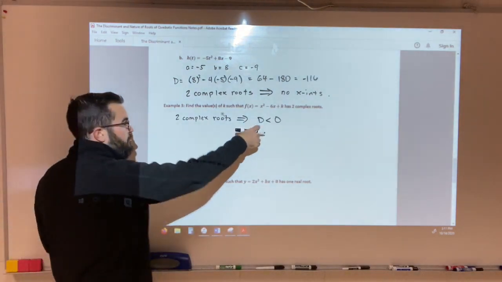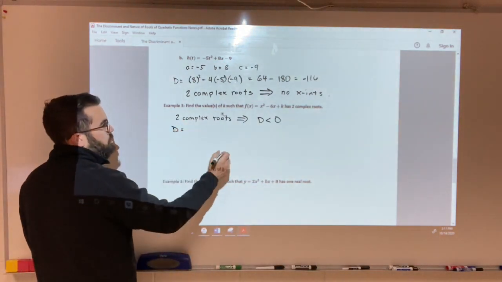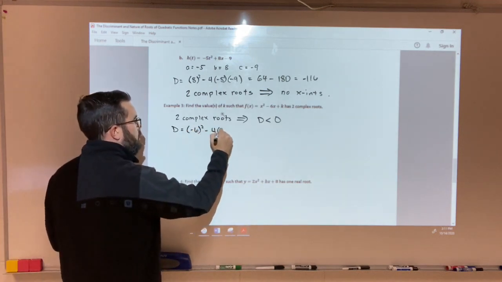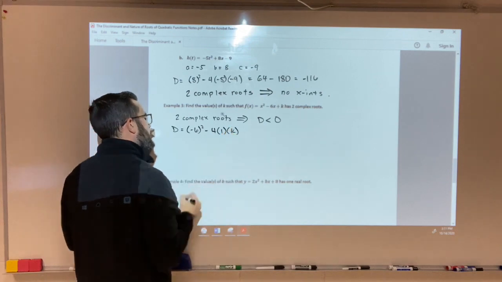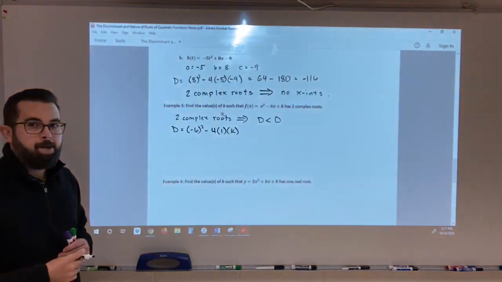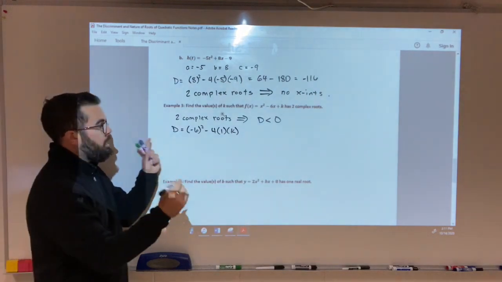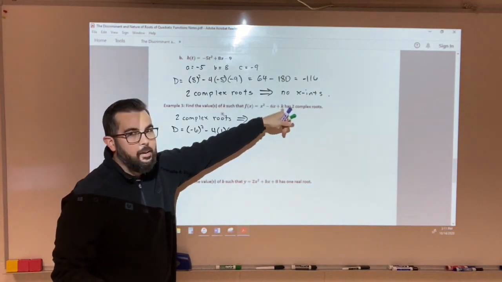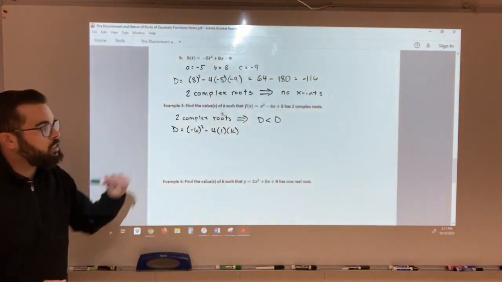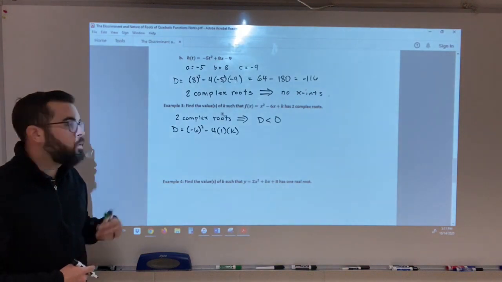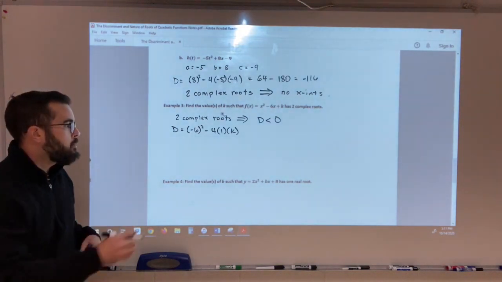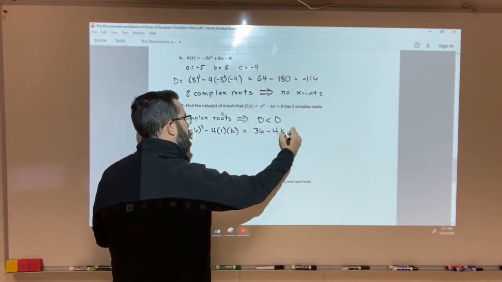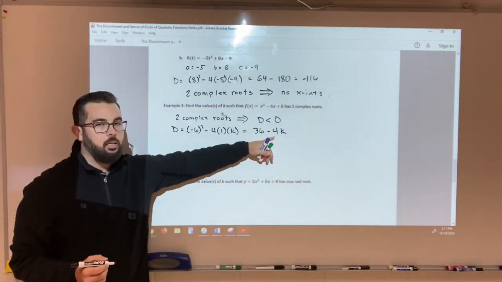All right, so using that fact, the discriminant is equal to -6 squared, that's b squared, minus 4 times 1 times k. Okay, I'm just plugging in what a, b, and c would be. c would be k, which I know is a variable, but you'll see in a second what we're going to do with that to figure out what values k can take. All right, so doing a little bit of simplifying, we would have 36 minus 4k. So this is the discriminant in terms of k.